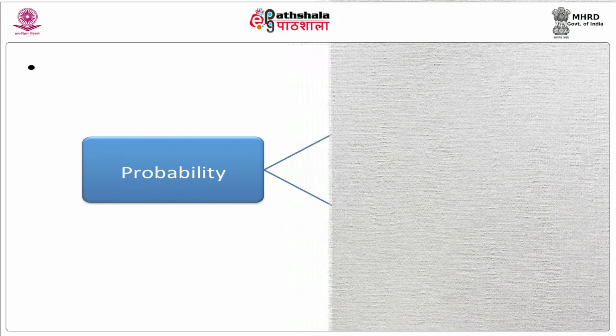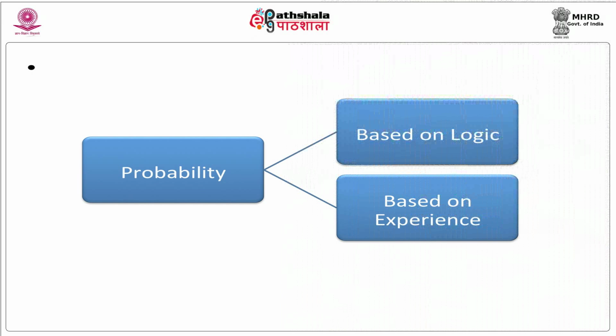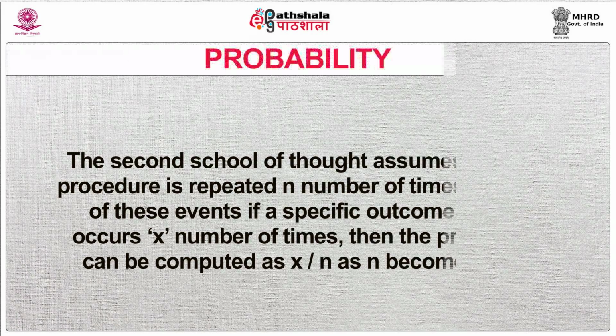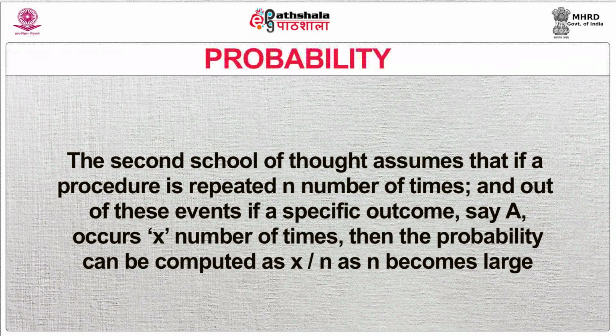The second school of thought is probability based on experience. Under the second school of thought, it assumes that if a procedure is repeated n number of times and out of these events, a specific outcome, say A, occurs x number of times, then the probability can be computed as x upon n as n becomes large. For instance, if a fair coin is tossed 10 times, there is no certainty that the outcome will always be 5 heads and 5 tails.